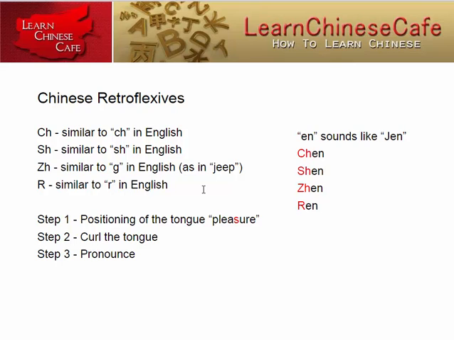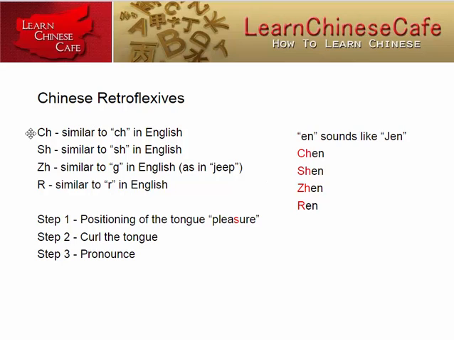Okay, now I'm going to use these examples here. I'm going to pronounce them all in the first tone, just for simplification. And when we get here, you'll also want to note that this final en sounds like n, as in the English name Jen. N. Okay, so that's our final n, and then we'll be using the retroflexives as the initials.